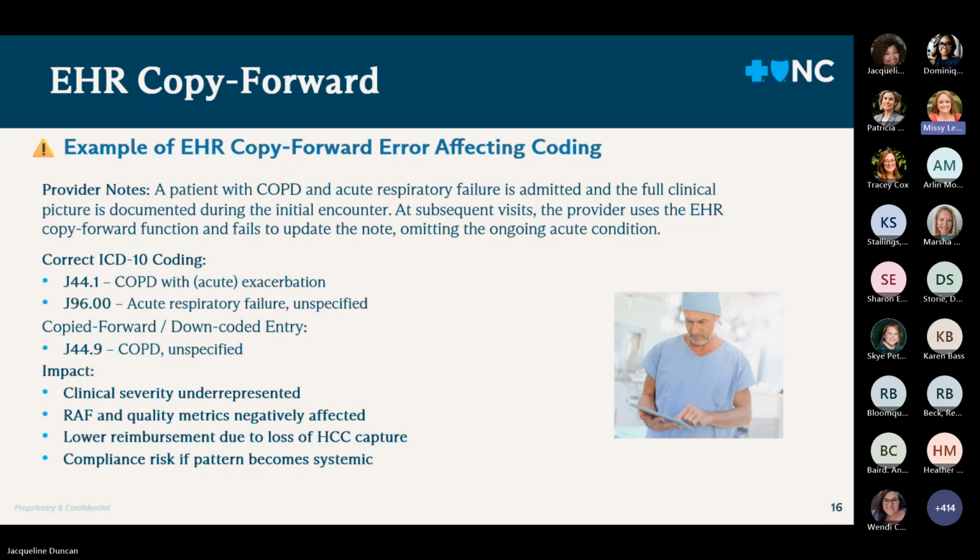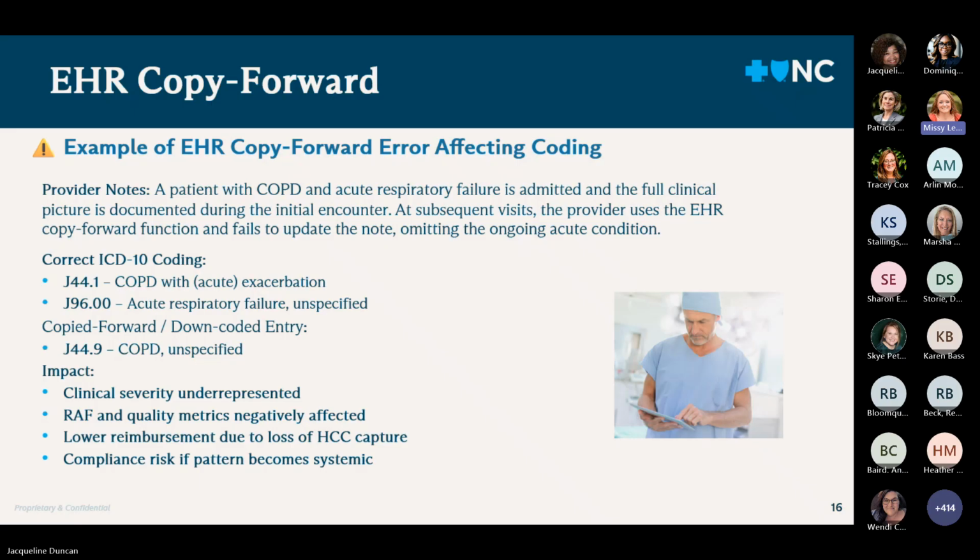The acute condition was carried forward repeatedly, even though it was no longer clinically acute. The coder ultimately assigned J44.9 for COPD unspecified, which underrepresented the patient's severity, lowered the RAF score, and impacted quality metrics. If the pattern becomes systemic, it can raise compliance red flags.